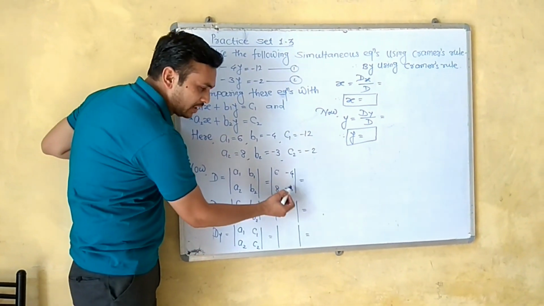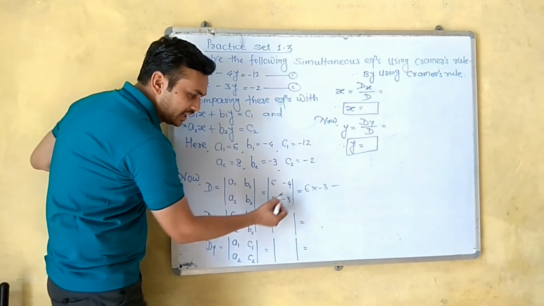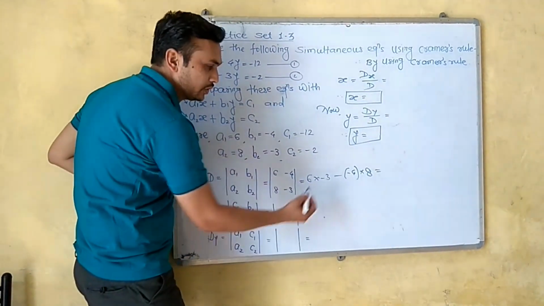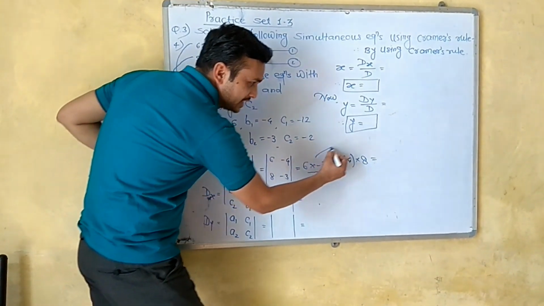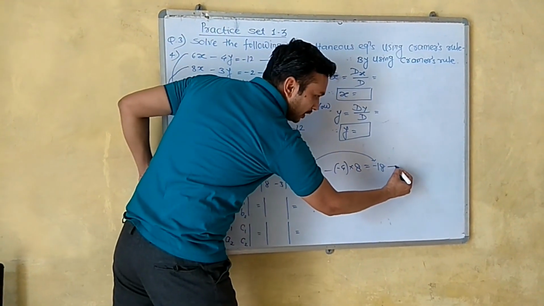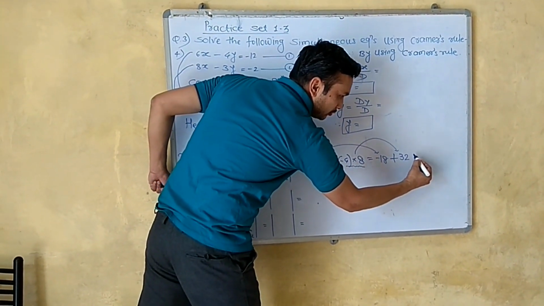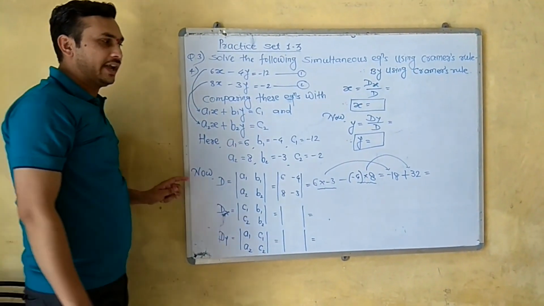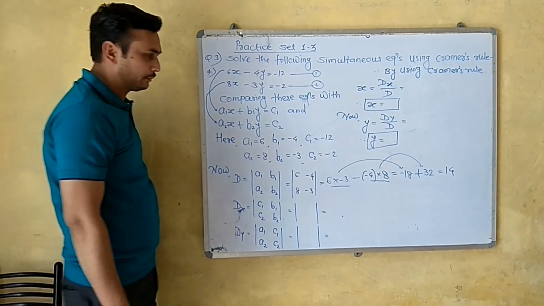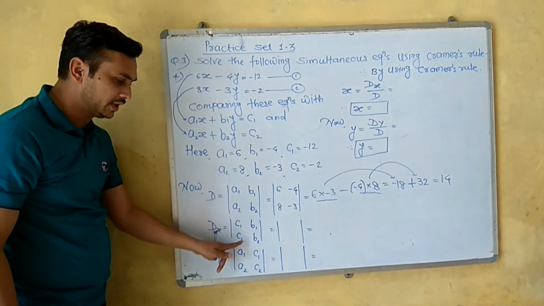So same method by cross multiplication. 6 into minus 3 minus 4 into 8. Minus 4 into 8, that is equals to 6 into minus 3, that is minus 18. Minus into minus plus, 4 8s are 32. So minus 18 plus 32, 14.